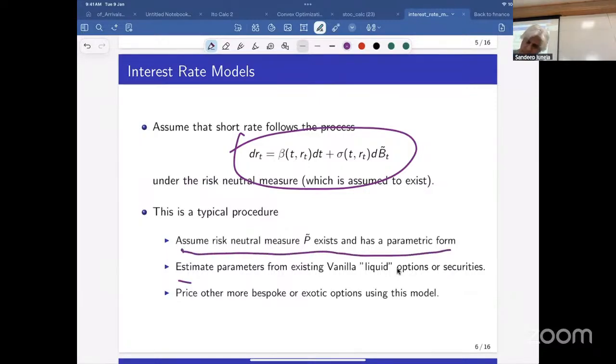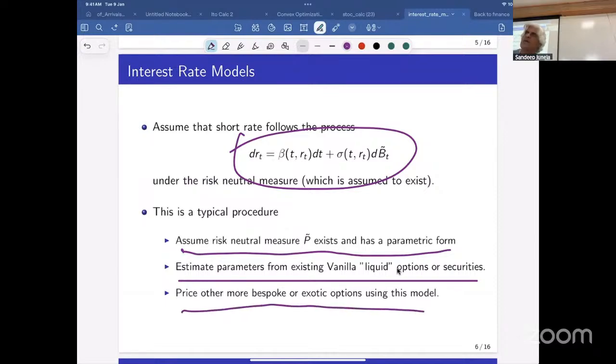Estimate parameters using existing vanilla liquid options or securities, and then price other more bespoke or exotic options using this model. So that's the methodology consistently used for pricing things. So we'll talk more about this later. Okay? And this has gone in a major way.